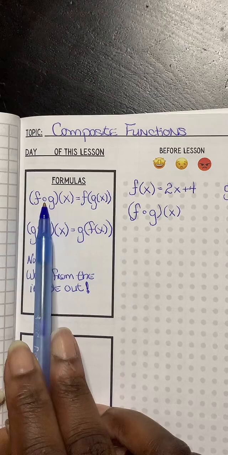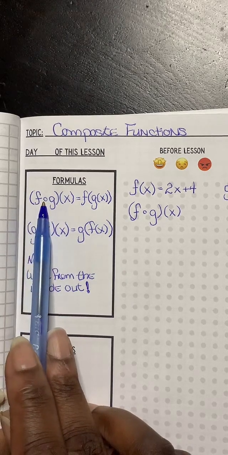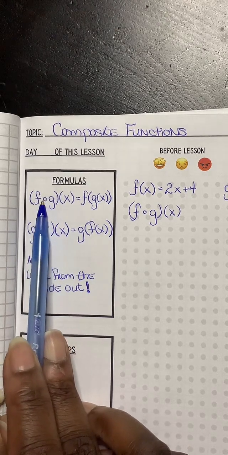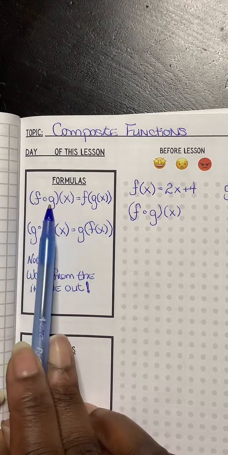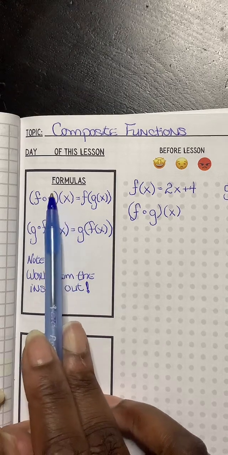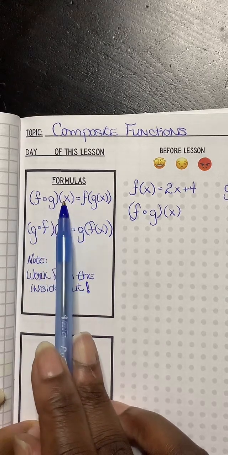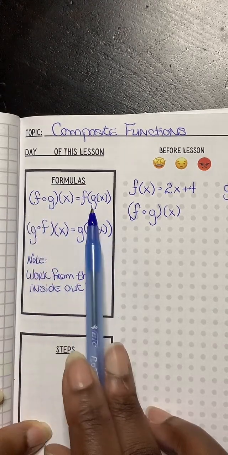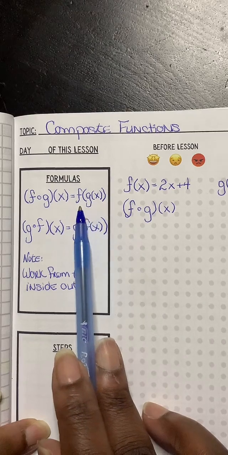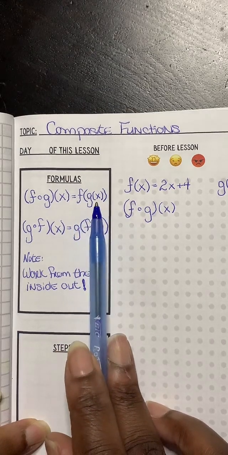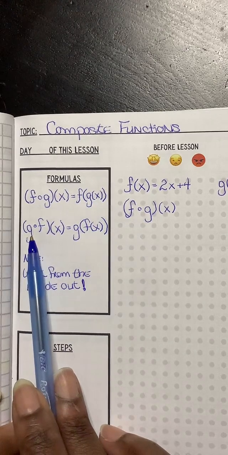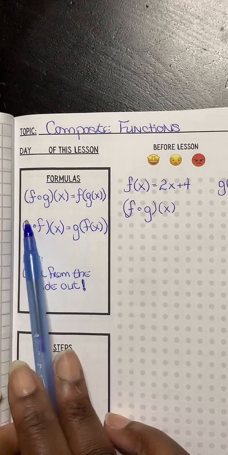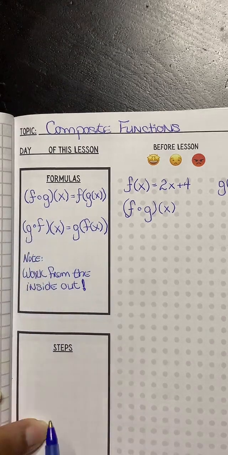So if you ever see, and it's not a dot. Now, if it was a dot, that would just be multiplication. But if it's a small circle and it looks like it spells the word FOG, that means the G function is going to be inserted into the F function. So you might see it like this, and it says F of G of X. Whereas GOF is saying that the F function is going to be inserted into the G function.